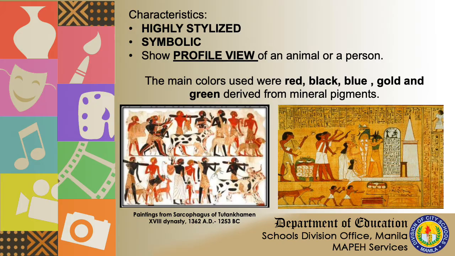Most of the paintings were highly stylized, symbolic, and show profile view of an animal or a person. The main colors used were red, black, blue, gold, green, derived from mineral pigments that can withstand strong sunlight without fading. Another example of Egyptian painting is the paintings from the sarcophagus of Tutankhamun dated 1362 BC to 1253 BC.